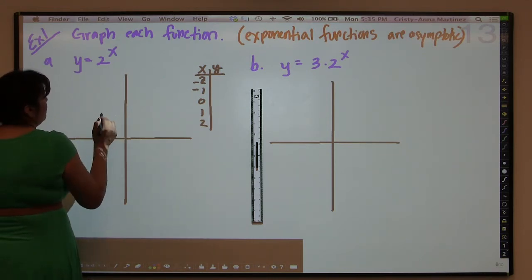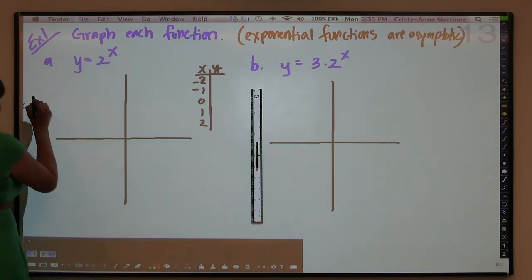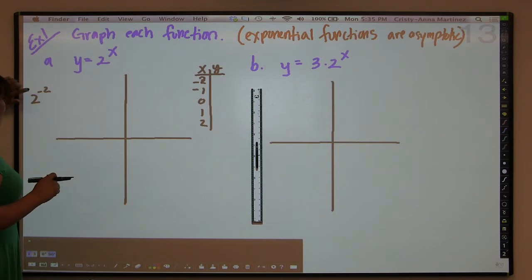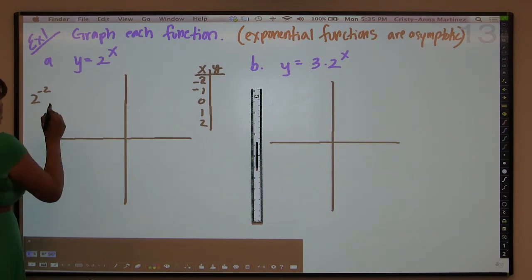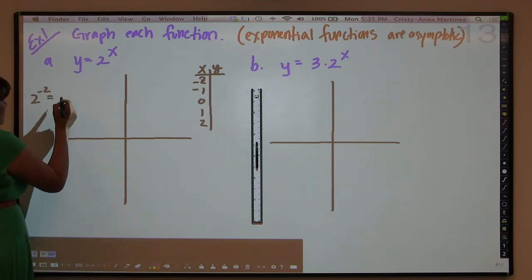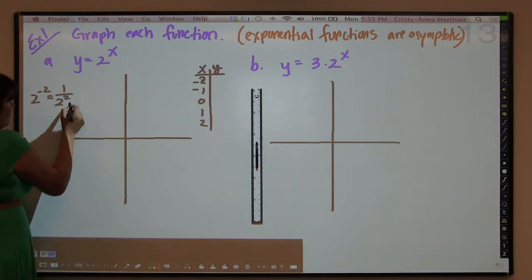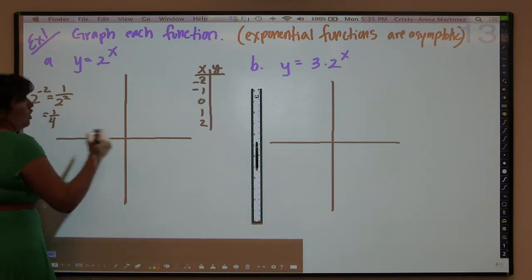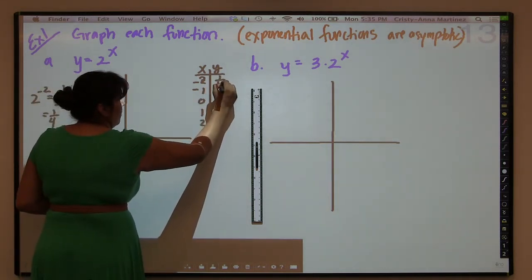But this is going to mean that this is 2 to the -2 power. And I don't know if you remember or not, but when you have a negative exponent, you can make it positive by moving it to the bottom, which becomes 1 over 2 squared, and then that becomes 1/4. So when x is -2, we have 1/4.